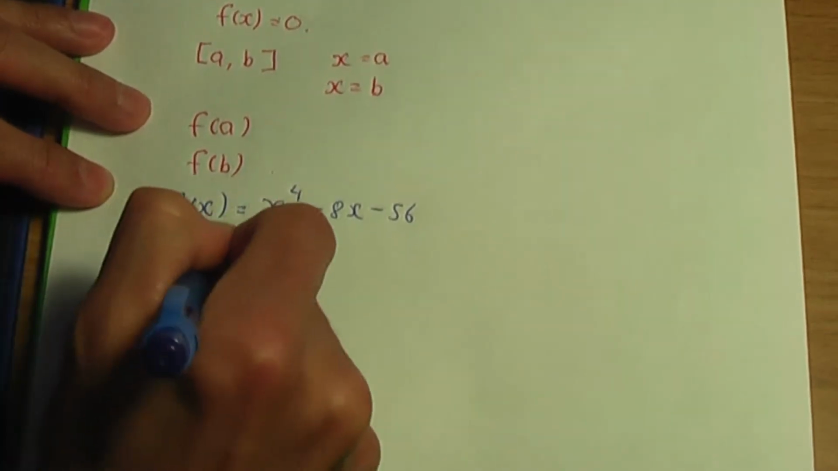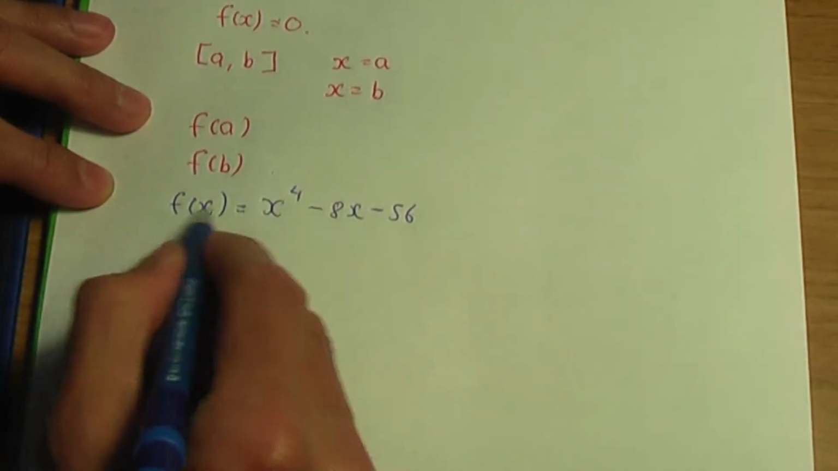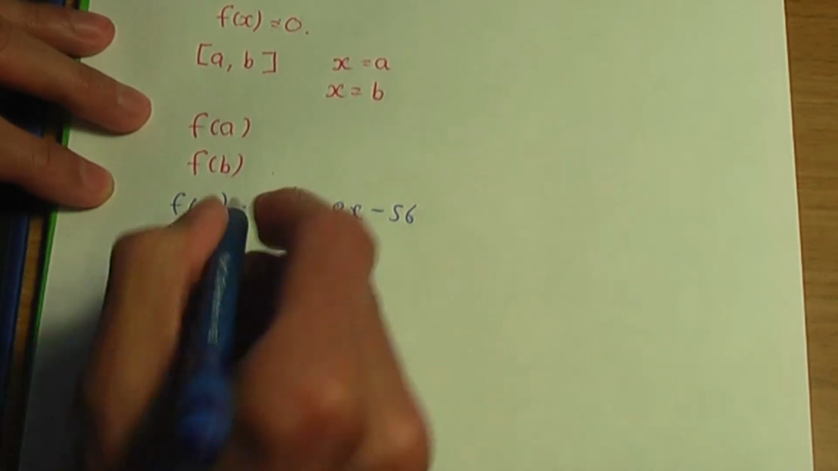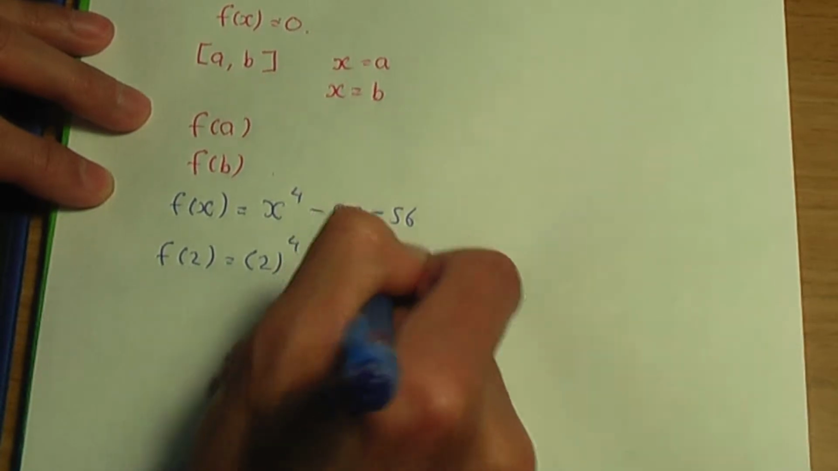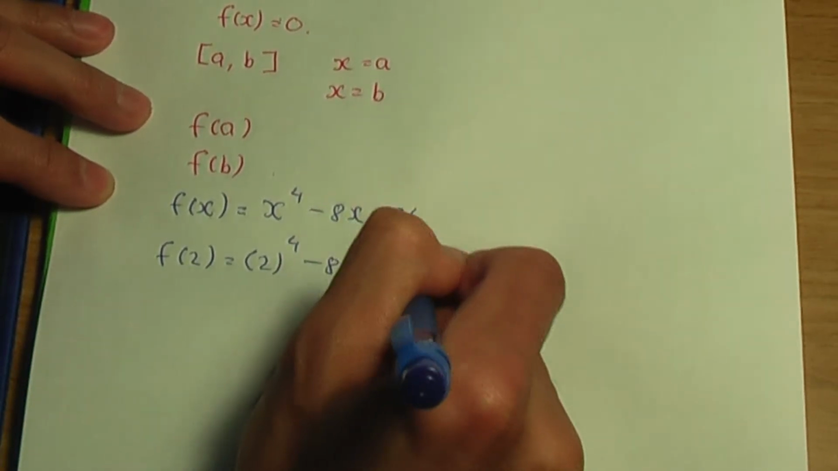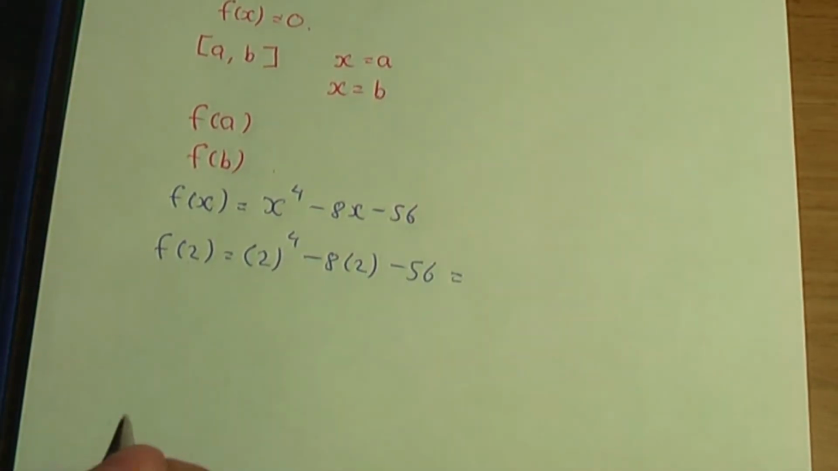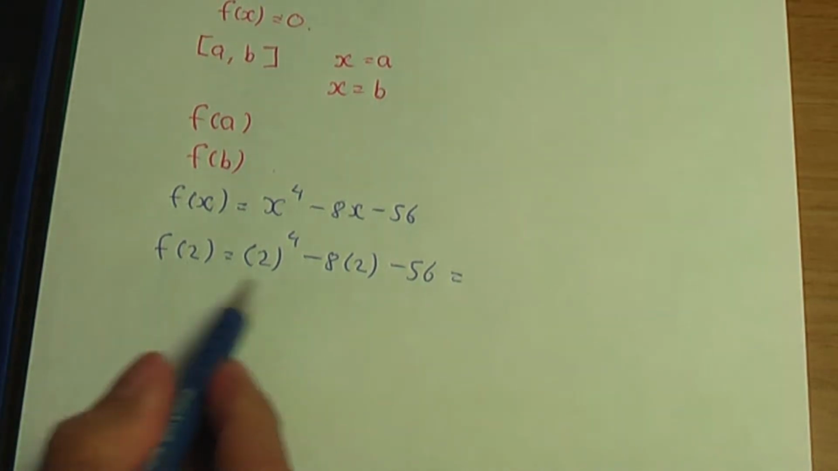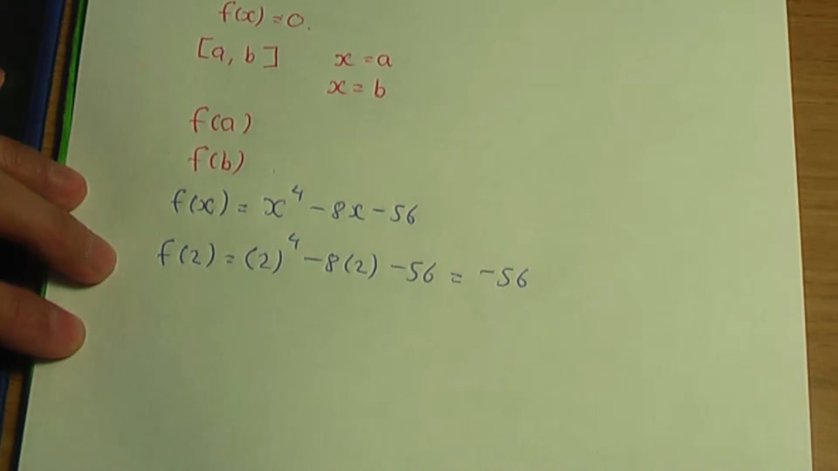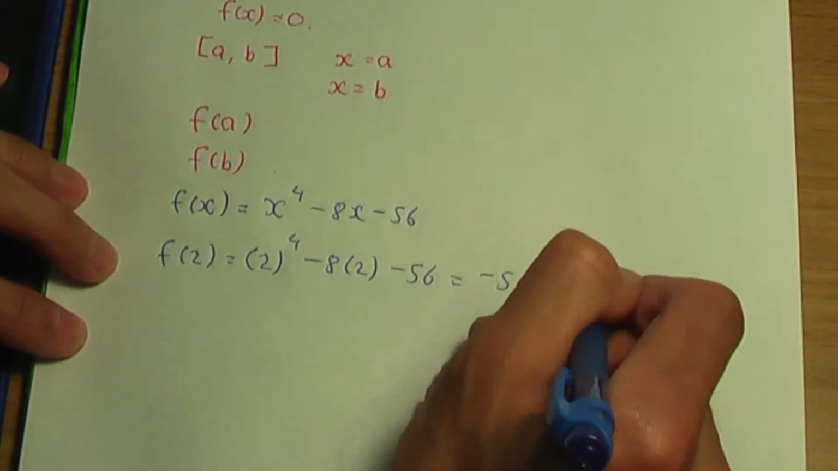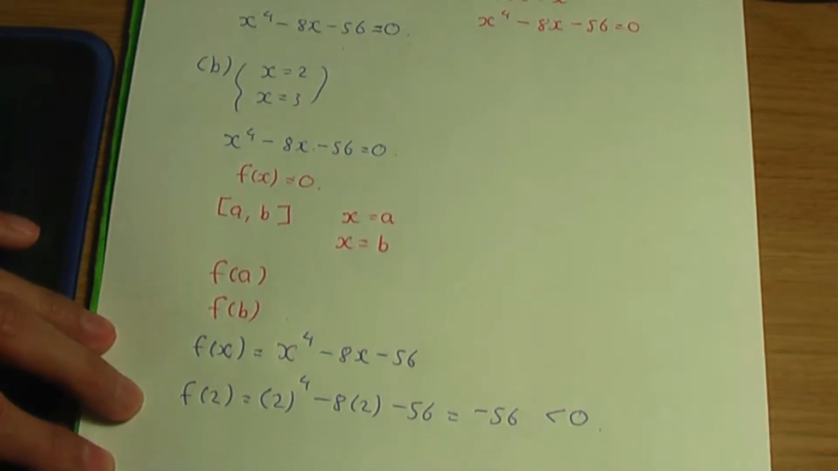So firstly, f of 2. Simply, if I replace the x's here by 2's, I'll have 2 to the power 4 minus 8 into 2 for x minus 56. And if you calculate that, you should get negative 56. So f of 2 in this case is less than 0.